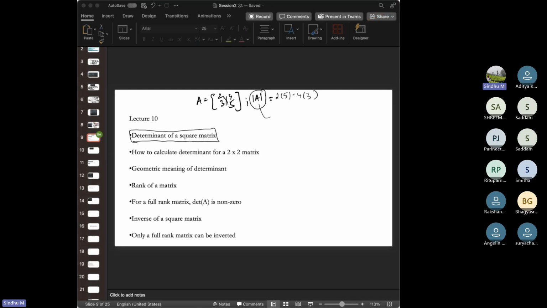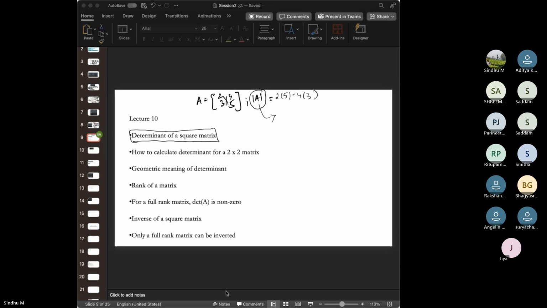I hope my slides are visible now and you can see whatever I'm writing. Okay, so this is an example to calculate determinant for a 2 cross 2 matrix.